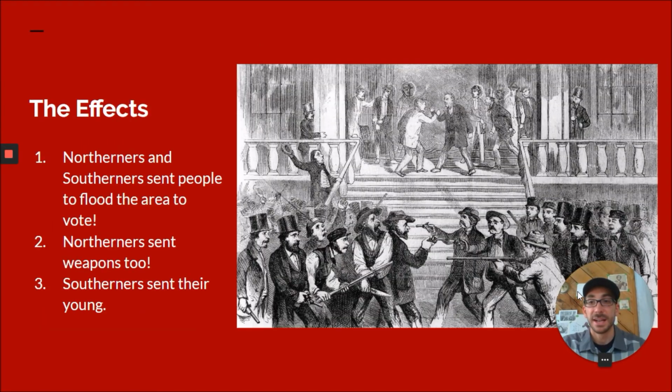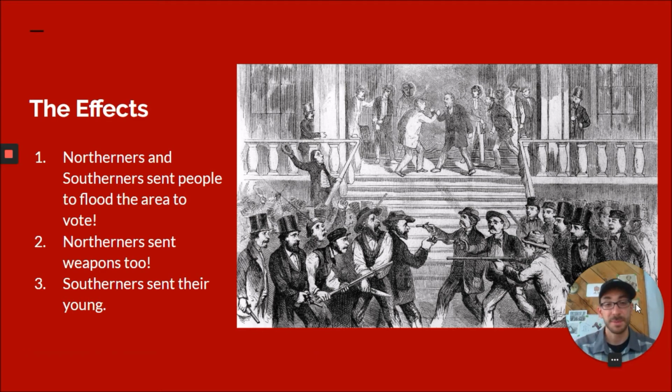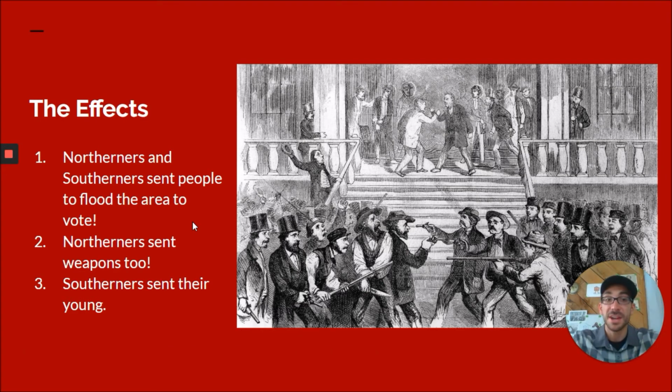Okay. Now the effects. All right, so this is where things get a little crazy. American history is full of tension, especially this time period. So what ended up happening was that Northerners and Southerners sent people to Kansas and Nebraska. They said, "Go there and vote. We need to determine if these are going to be free territories or slave territories." So the North sent Northerners to vote in Kansas, and then the South said, "Well, we're going to send Southerners to vote." And so you had this flood of people coming from the North and the South to vote to determine if these areas were going to be free or slave.